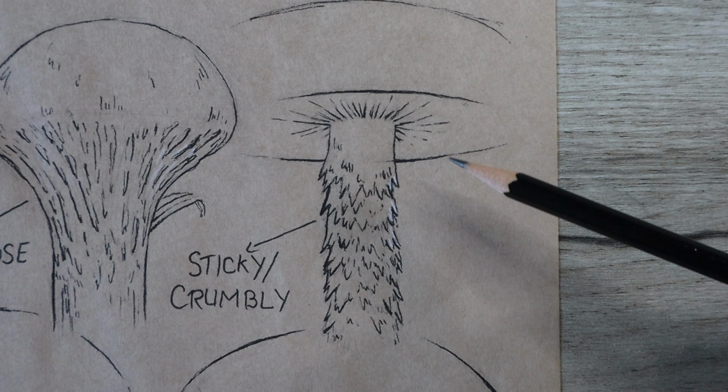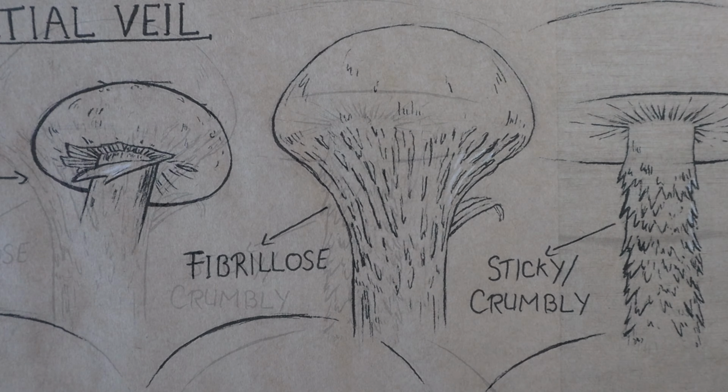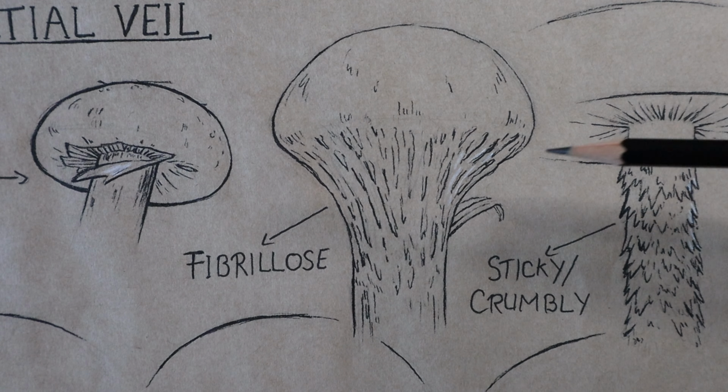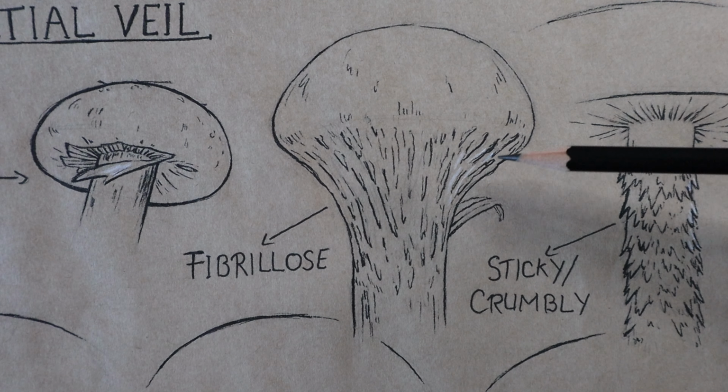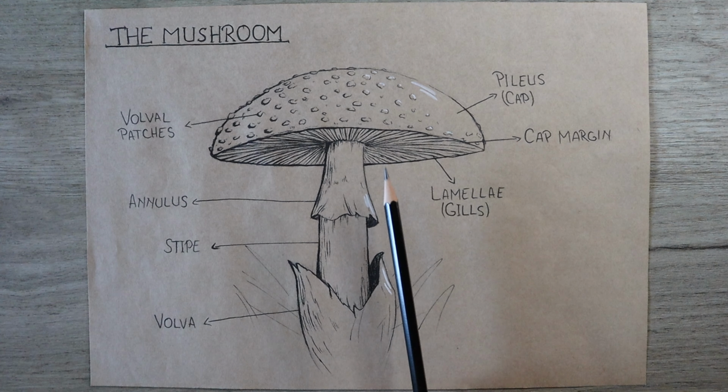Some species of mushrooms have partial veils that can crumble and stick to a larger section of the stem. And some mushrooms have this sort of fibrous tissue that stretches and starts to slowly tear itself apart as the mushroom grows.